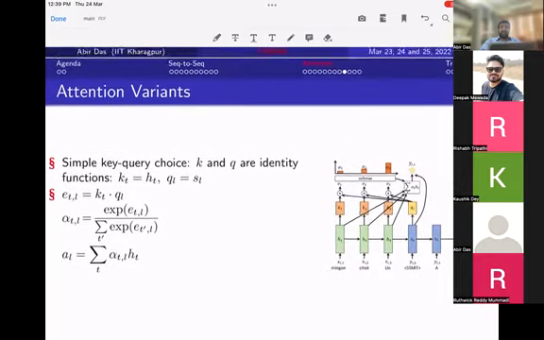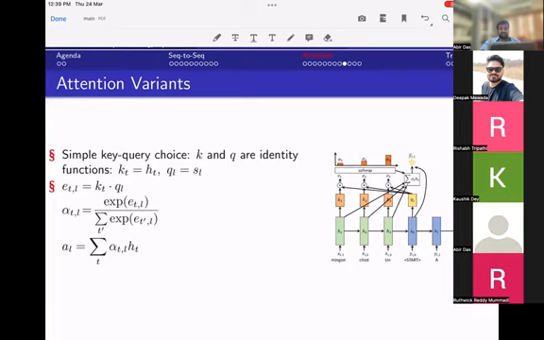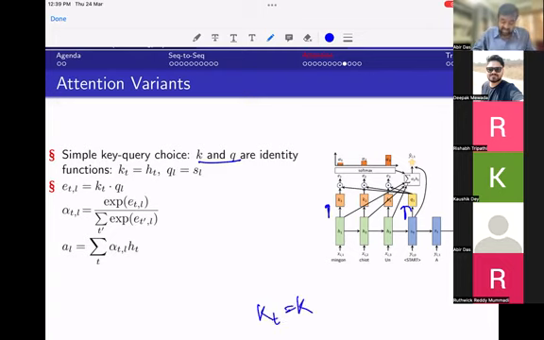Now, let us discuss a little on the attention variants. That was the basic attention that we discussed. Now, what can be different variants? One is very simple: K and Q are just an identity function. You can say that K is just the hidden state corresponding to the time step, and Q is also the hidden state corresponding to the time step. Everything else remains the same. We have told earlier that KT is K of HT; this K is just an identity.